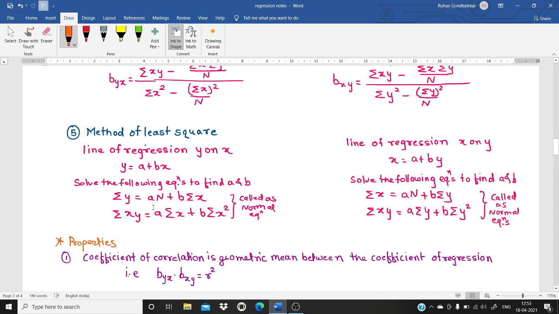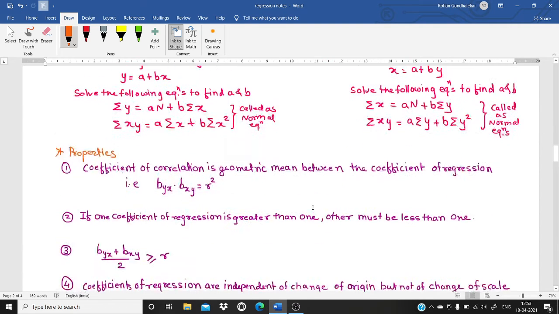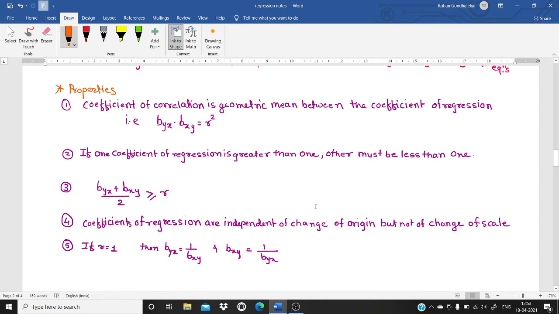These are the two simultaneous equations in the unknowns a and b. Solve them, and you will get the values of a and b. Similarly here, for x on y, you can solve these two simultaneous equations and you will get a and b. These equations are known as the normal equations. Okay, just remember this. Now here I have noted some very important properties that you must remember.